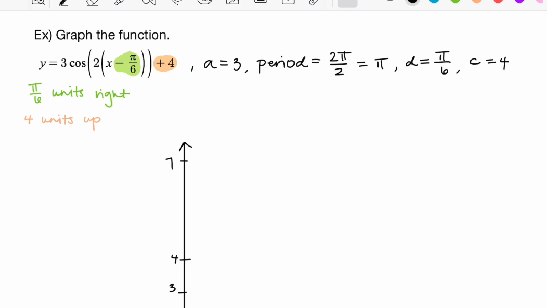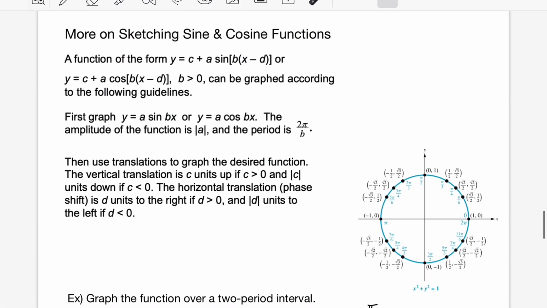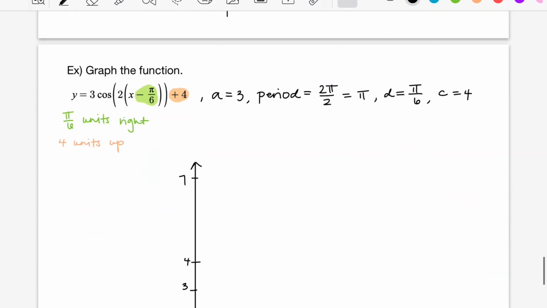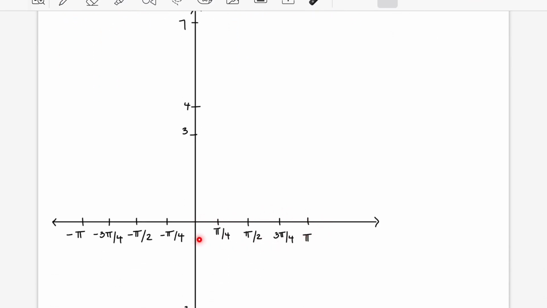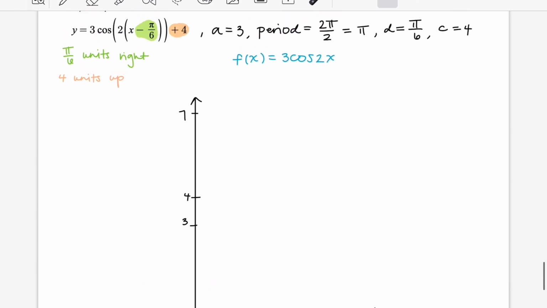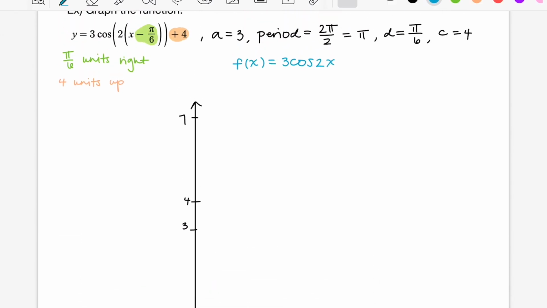So the first thing here, following this procedure, is we'll graph our function of this form. So we're going to want to graph this guy first, and then use our translations. So we know that our period is going to be pi. So what we do here is break up that period into 4 equal parts on both sides here. So doing so, we get this guy and this guy here. Now we want to evaluate our function at these points.